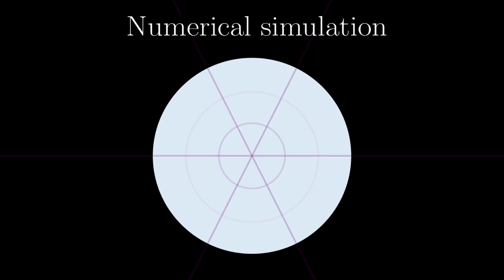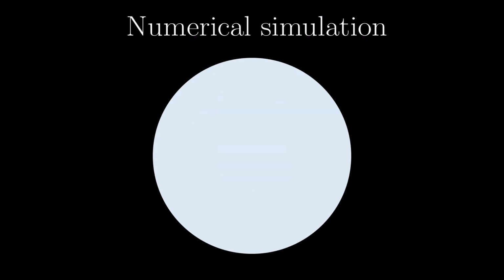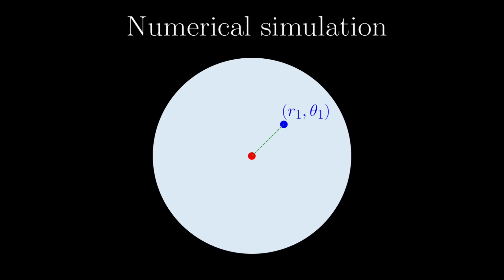Since there is circular symmetry involved, it's natural to introduce polar coordinates to our picture. So to specify a point, we need to generate two pieces of information. R, the distance from the origin ranging from 0 to 1, and theta, the polar angle, ranging from 0 to 2 pi radians. So to sample a point, we simply select the value of r from 0 to 1 at random and theta from 0 to 2 pi at random. Let's say we have chosen the values r1 and theta1 respectively, and repeat this to choose a second point. Then from the law of cosines, we can calculate the distance using the formula.